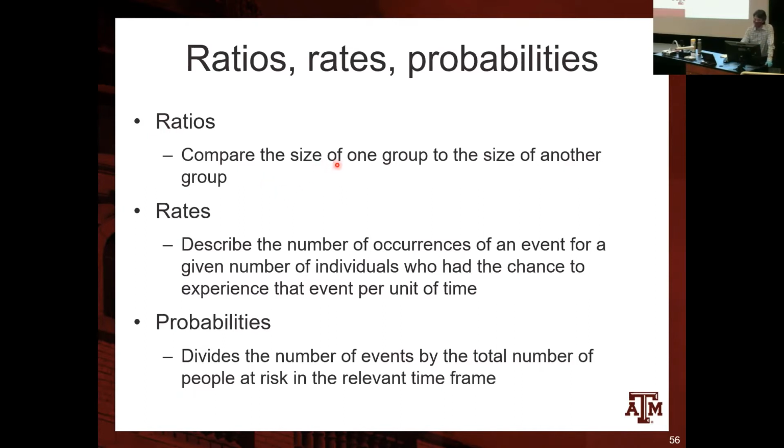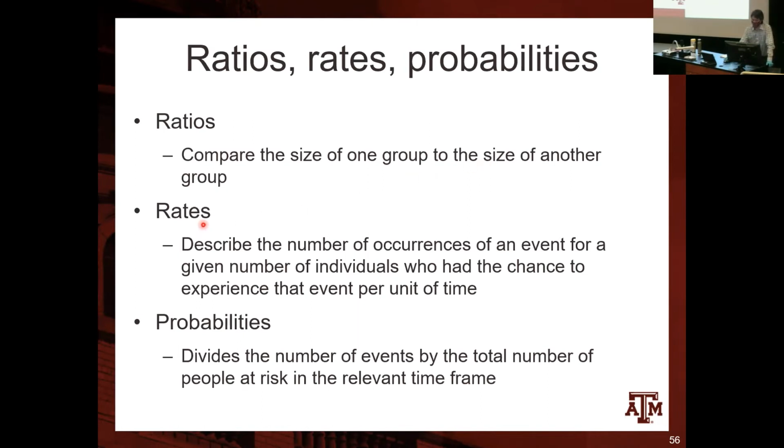Ratios compare the size of one group to the size of another group. As we're going to see, the sex ratio for a specific population has, in the numerator, the number of all men in that population, and in the denominator, the number of all women in that population. Divided one by the other, I'm comparing the size of men to the size of women in that population. I'm separating the population into two groups and comparing their sizes.